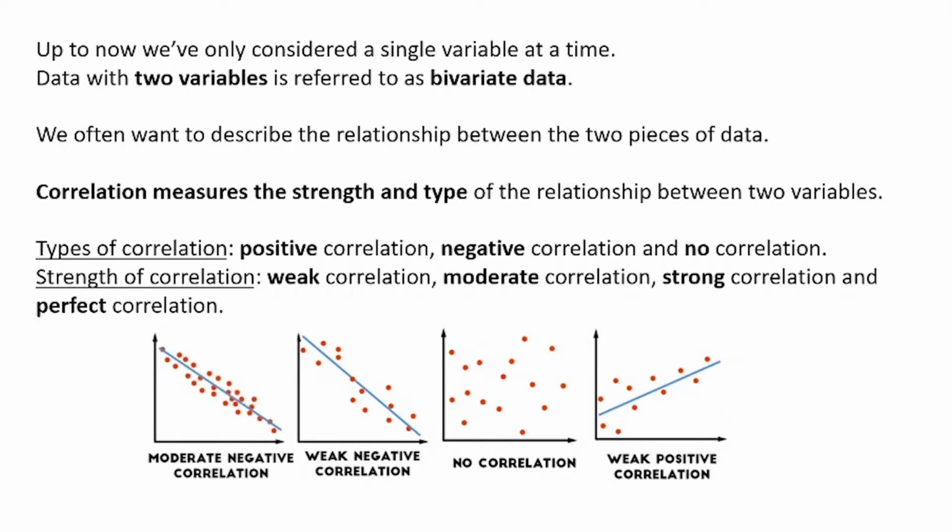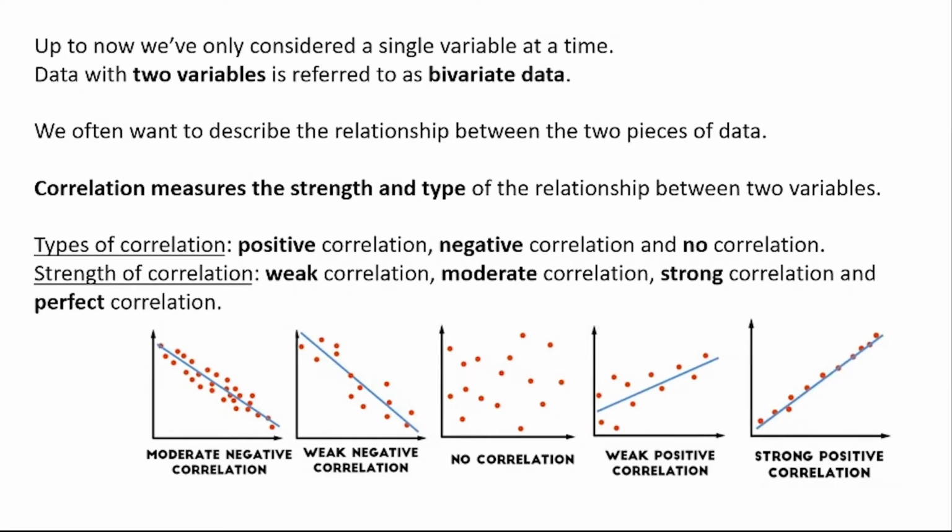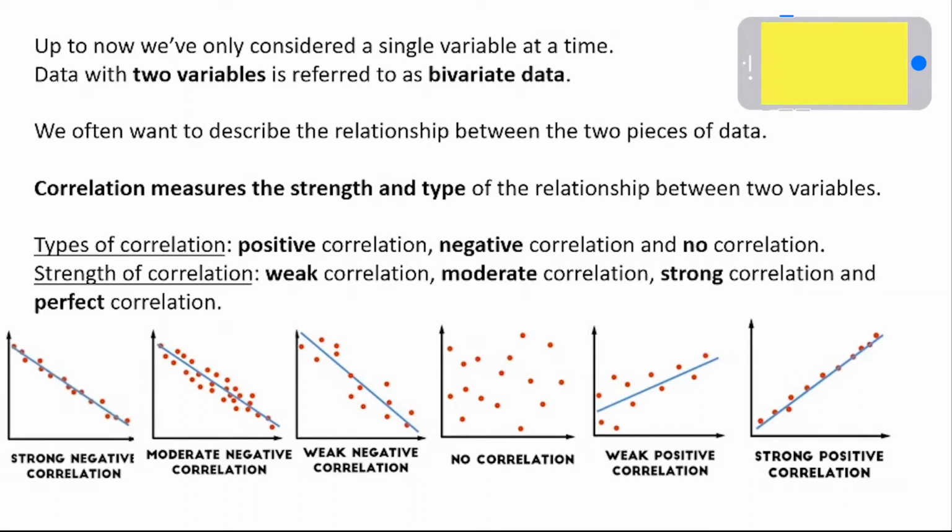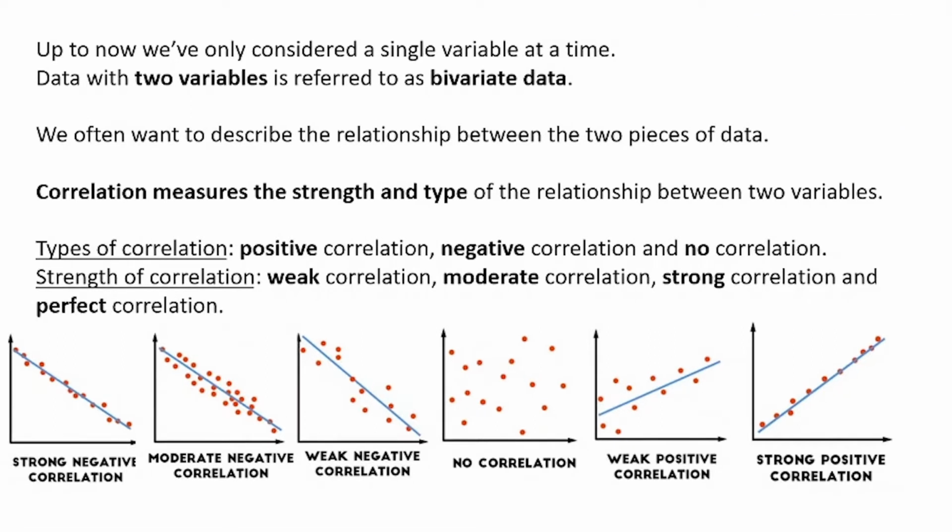So here we have some moderate negative correlation, and this is strong positive. It's almost forming a straight line. Strong negative as well, almost forming a straight line. If they did all lie exactly on a straight line, we would call that perfect correlation. We'll look more at that next year, but for now, we just need to be able to describe what type of correlation and the strength associated with it.